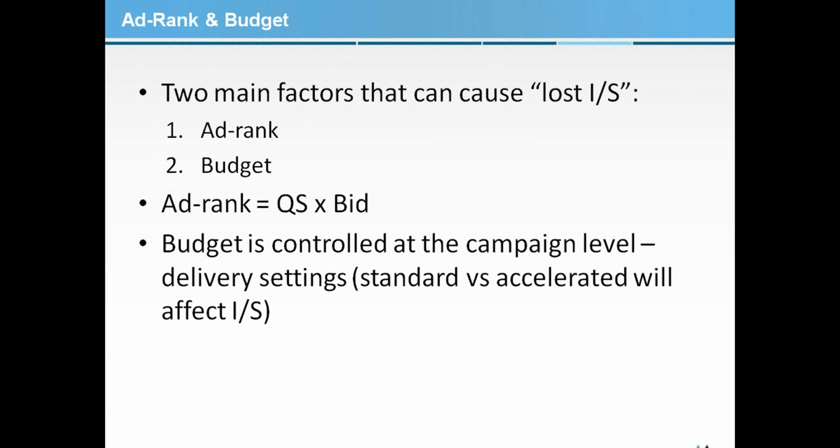We'll start off with the ad rank calculation. This is a value which is determined by your quality score at the keyword level multiplied by your bid. So those are the two main factors in determining your ad rank. Budget, on the other hand, is a setting that's controlled at the campaign level. And it's important to note here that your delivery settings, whether they be standard or accelerated, will have an impact on your impression share. And we'll come to that in a bit more detail a bit later on.